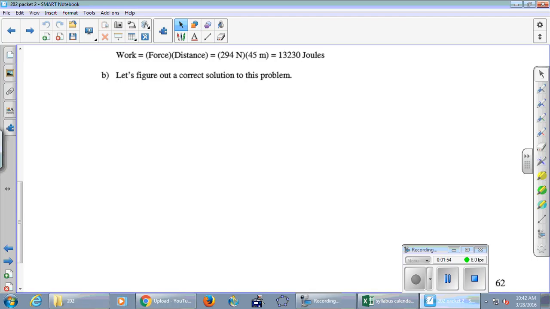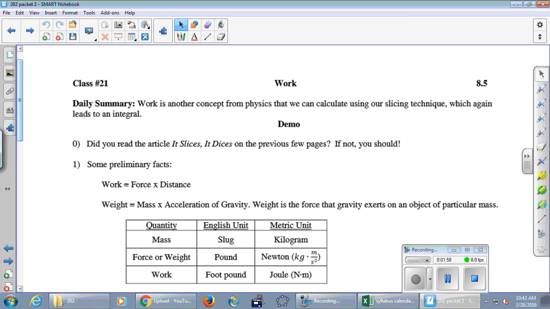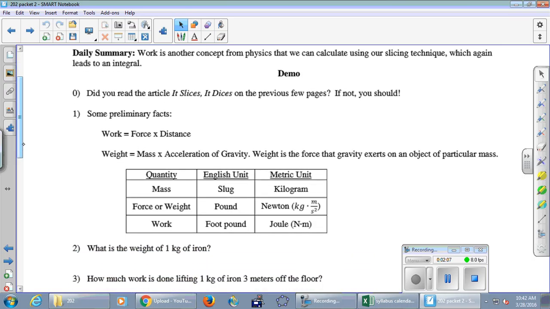All right, starting on the top of page 62. Daily summary. Work is another concept from physics that we can calculate using our slicing technique, which again leads to an integral. Number 0 is a reminder that part of the homework was to read this article, a great article by Steven Strogatz. It slices, it dices. It is printed there. There's also a URL if you feel like going to look at it online. I know that not all of us are officially doing homework, but regardless, I think it's a worthwhile read. So just reminding folks that it is there.